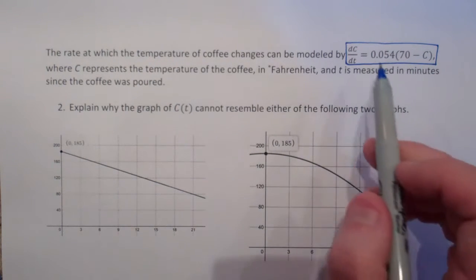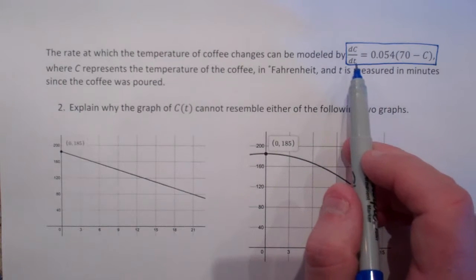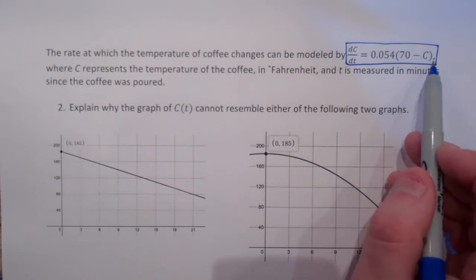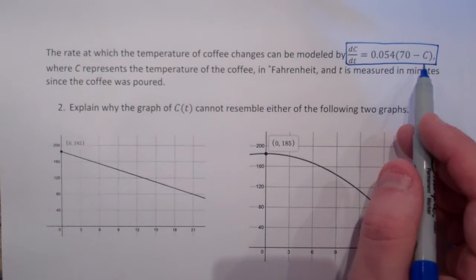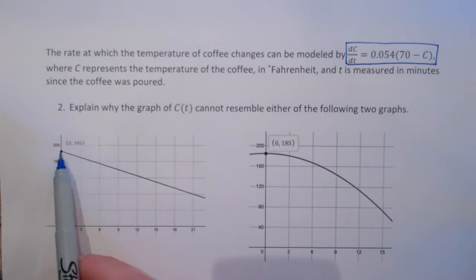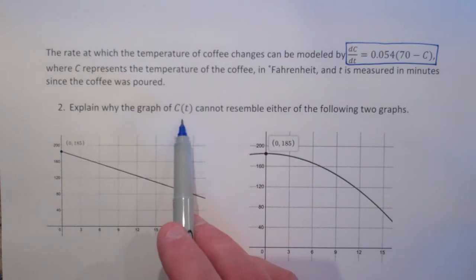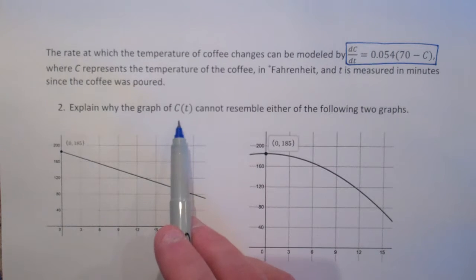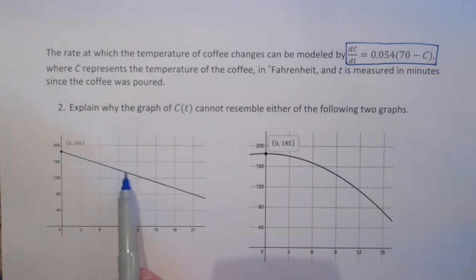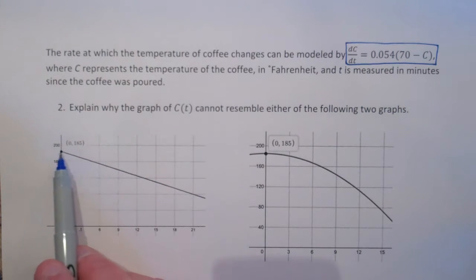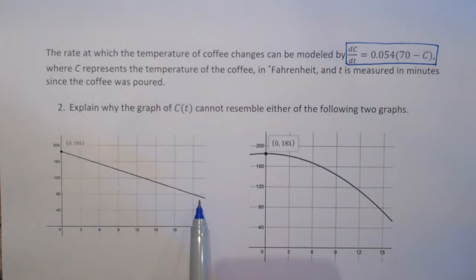If we think about it, the rate at which the temperature of the coffee is changing is itself changing. So that rate is not constant. This first graph has a constant negative rate. Because of that, this graph cannot be C of t. C of t is not changing at a constant rate. Notice the slope of this line is always the same.